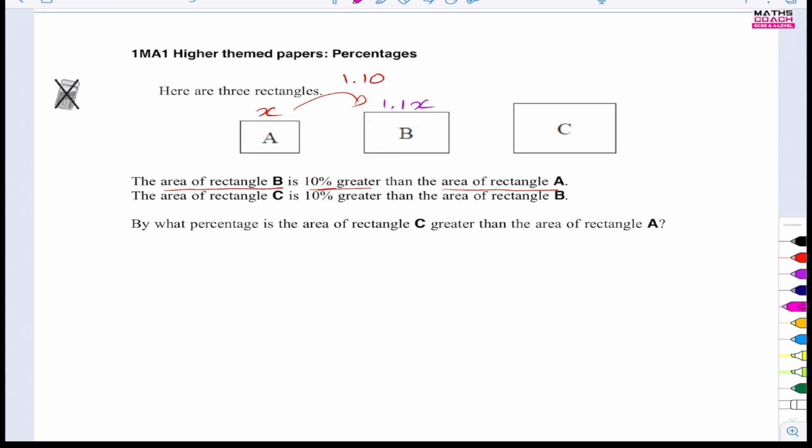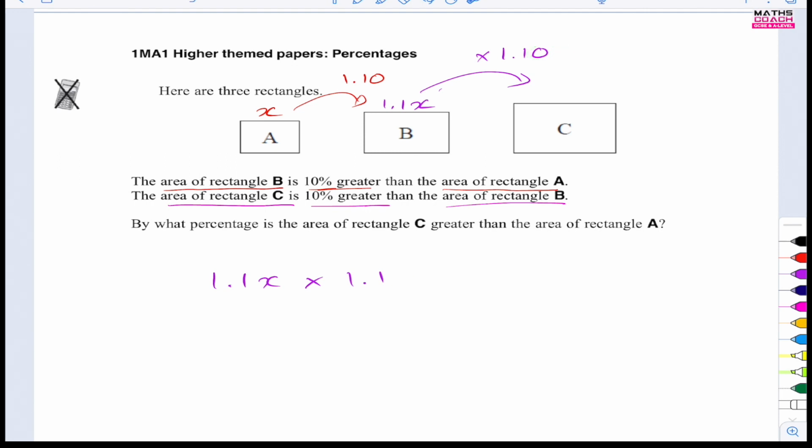Okay? Now, if we read the second sentence, it says the area of rectangle C is 10% greater than the area of rectangle B. So that means to go from here to there is going to be a 10% increase. How do we do that? We again multiply by 1.10. So now what we need to do is 1.1x times 1.1 again, or 1.10. You don't need to write the 0, by the way. I can add it there if I want to, but it doesn't add anything because the number is still the same.